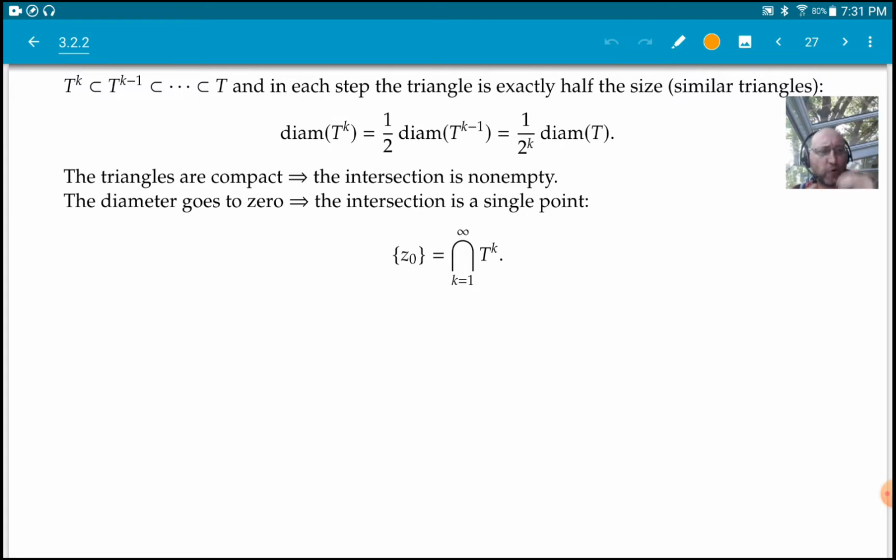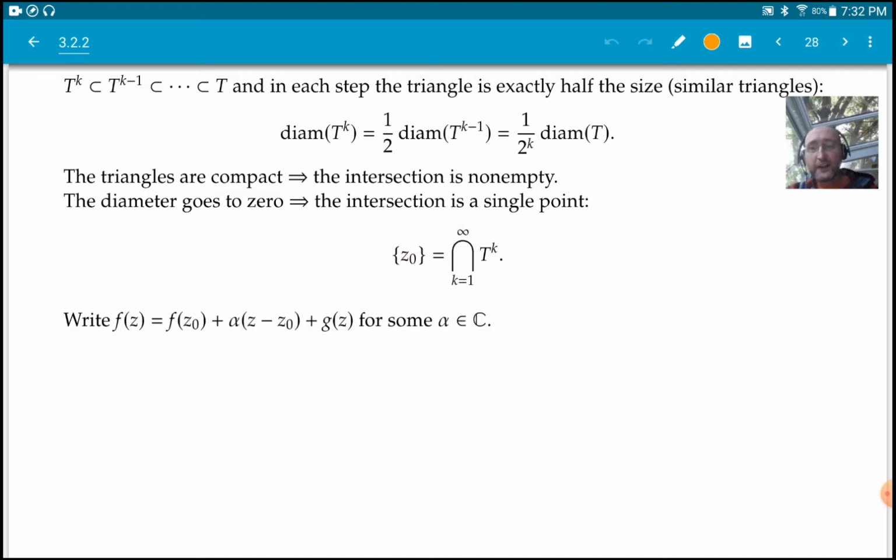So we cannot have more than 2 points in the intersection because they would be some positive distance away from each other, and so they can't eventually be in one of these triangles, right? They're supposed to be in all of these triangles. So that means that the intersection is non-empty and it can't be more than 1 point. It is exactly 1 point. We're going to call it Z0. That's the intersection of all these triangles.